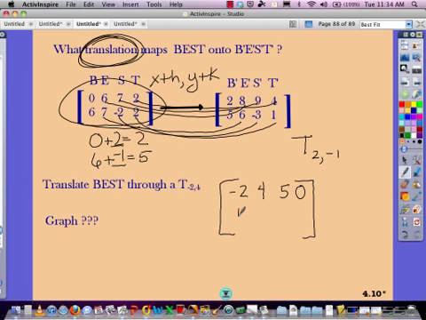So 6 plus 4 would give me a 10. 7 plus 4 is 11. Negative 2 plus 4 is 2. And 2 plus 4 is 6. So our new matrix would be negative 2, 10, 4, 11, 5, 2, 0, 6. Could you graph those? Absolutely. Could you move things on a graph just like we did earlier?